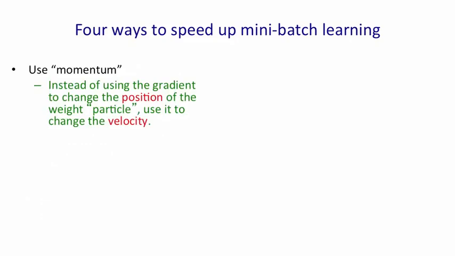I'm now going to talk about a method called momentum. In this method, we don't use the gradient to change the position of the weights. That is, if you think of the weights as a ball on the error surface, standard gradient descent uses the gradient to change the position of that ball. You simply multiply the gradient by a learning rate and change the position of the ball by that vector.